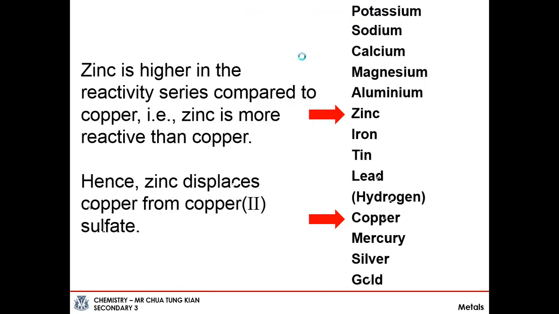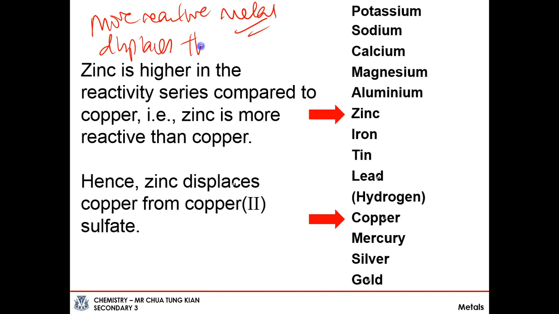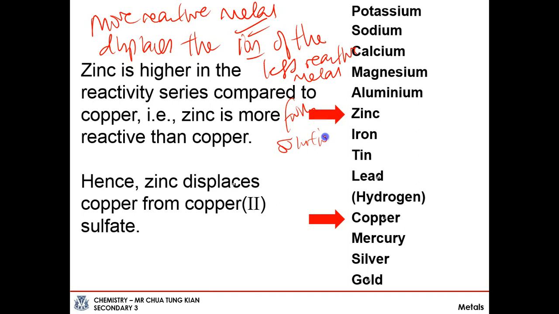Right, so now why does zinc displace copper 2+ from the copper 2 sulfate solution? A very simple explanation for this is because zinc is higher up the reactivity series compared to copper. So we can say that the more reactive metal, take note of this, more reactive metal displaces the ion of the less reactive metal from solution.